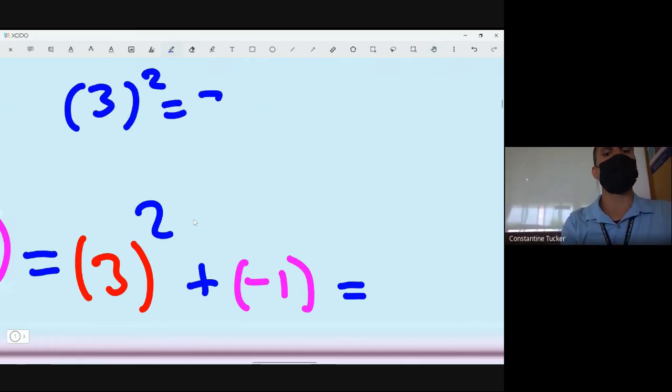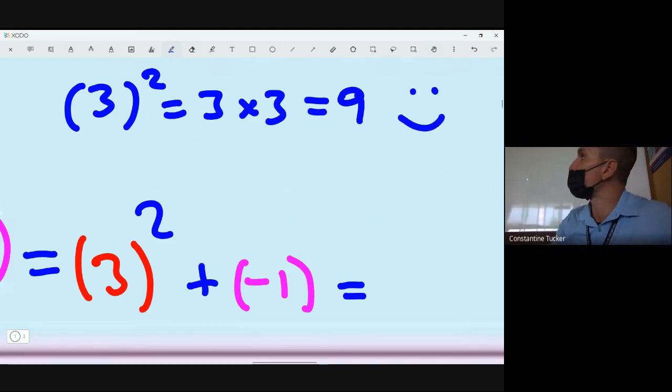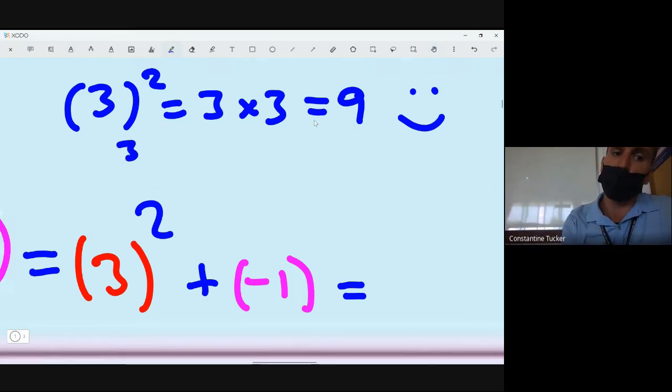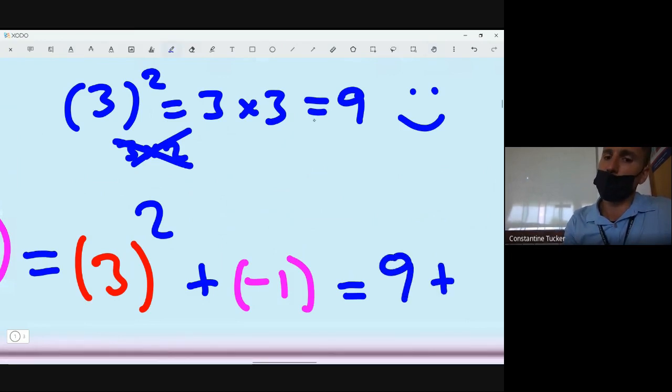3 squared means 3 times 3, which is 9. Excellent. So let's keep that in mind, because a lot of students seem to think this is equal to 3 times 2. So 3 times 2 would actually be wrong. That would be the wrong thing to do. So that's going to be 9. And then we have to add minus 1.